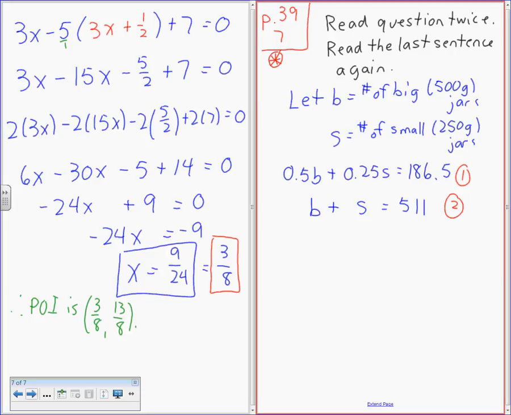Okay, can I get a brave soul? What are we up to, by the way? I think we're up to Aiden. Aiden, isolate B here, please. What is B going to equal? Oh, goodness. Hold on a sec. I was going to do this one first.